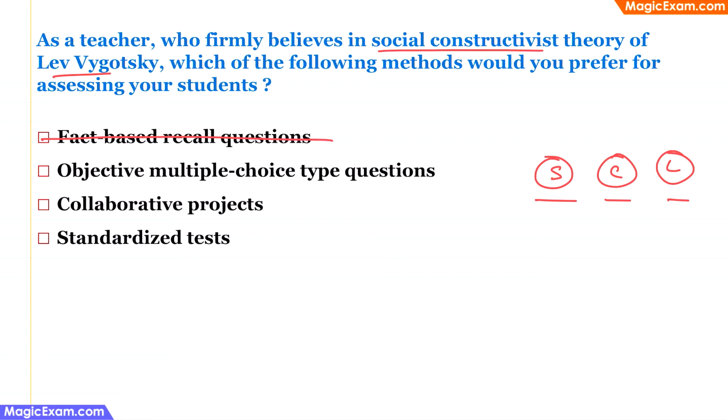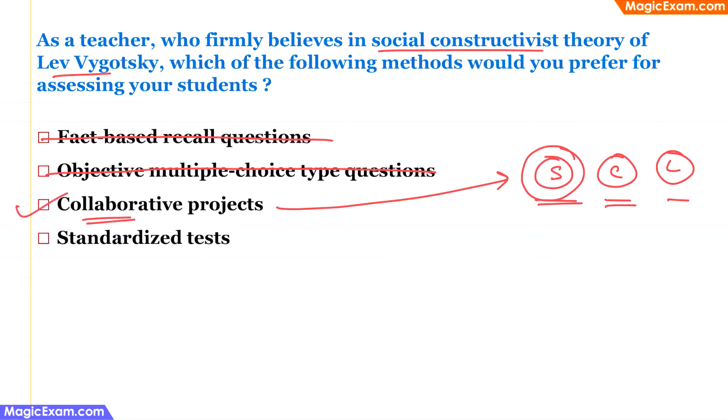The next one, objective multiple choice type questions. Objective multiple choice questions do not require any social interaction, do not require any cultural interaction, and there is no language or linguistic factors also here. They are just written in one language. Therefore, this also can be eliminated. The next one is collaborative projects. So collaboration requires social interaction, right? Therefore, this has to be the correct answer because this is one of the three.